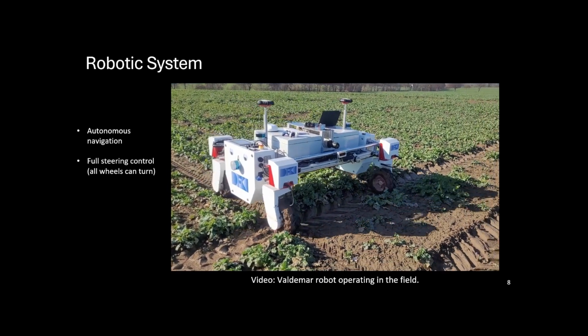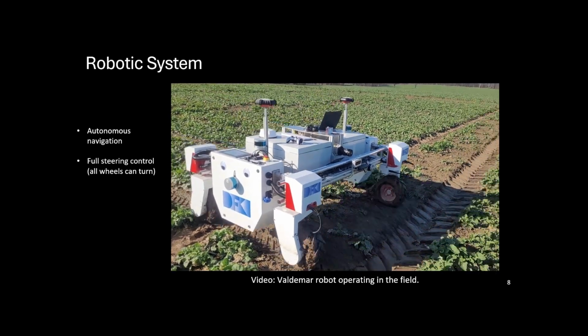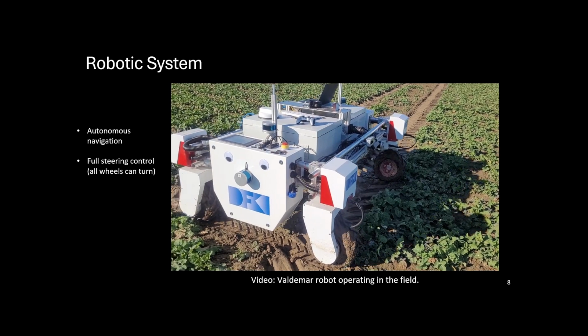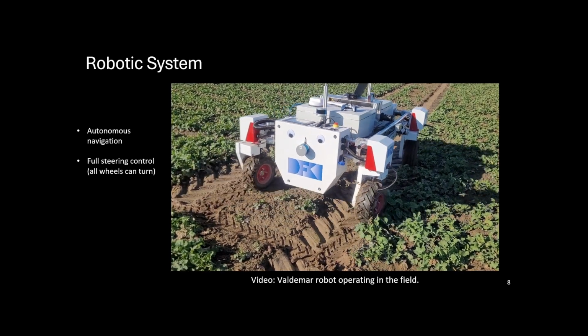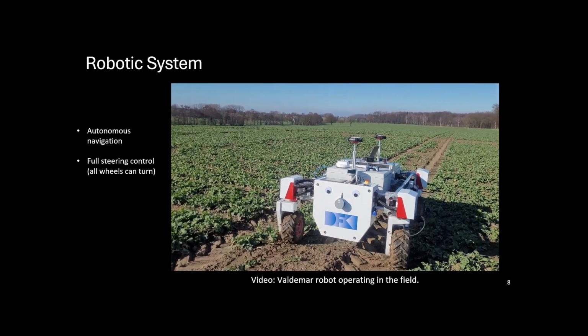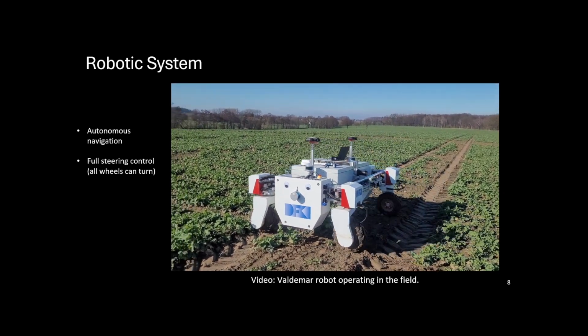To monitor canola plants throughout the entire season, we designed a specific robot which we call the Valdemar robot. The robot autonomously navigates the field and collects data of canola breeding trials. It has a four-wheel configuration with full steering capability, as you can see in the video.